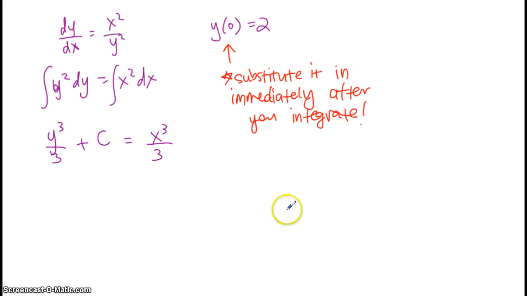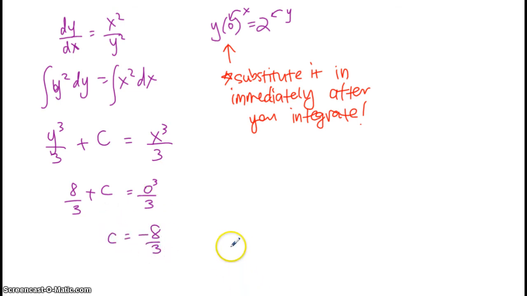Well, in this case, remember this is your x value. So when x is 0, y is 2. So when x is 0 here, the y is going to be 2. So 2 cubed is going to be 8 over 3. So c will become negative 8 over 3. Now, once you do that, you can plug it back into here and then go from there.